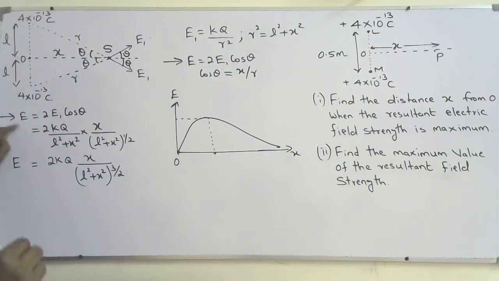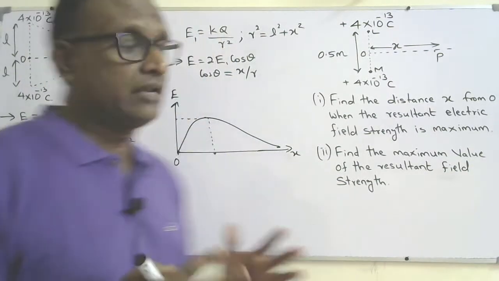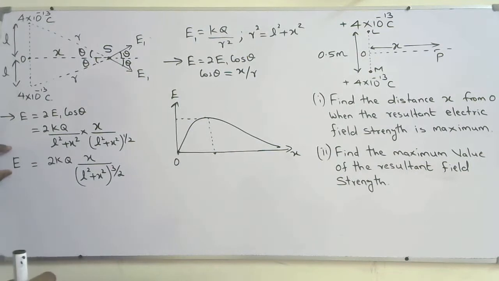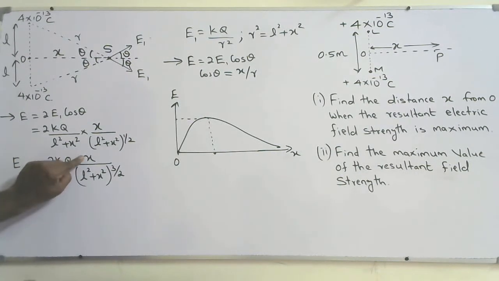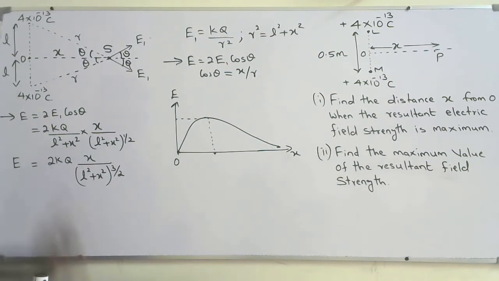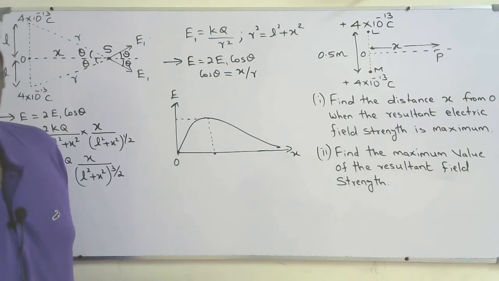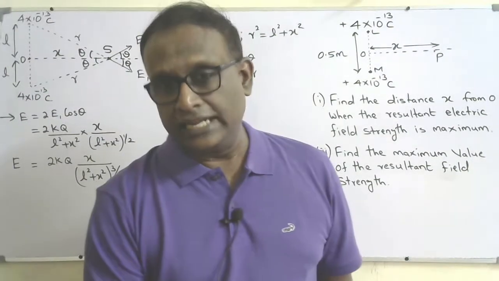To get the maximum electric field strength, you know in mathematics we need to differentiate, because we have an expression for electric field strength in terms of x. So only E and x are the variables. k is a constant, Q is a constant, L is a constant, L is 0.25. I will substitute later. So electric field strength depends only on x. So I need to differentiate this equation to get the maximum value of electric field strength.